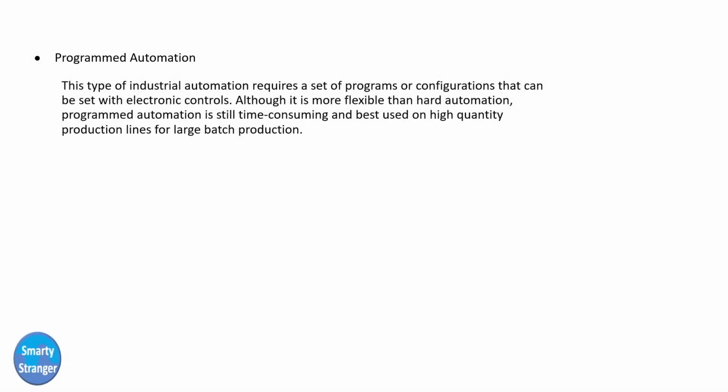Programmed automation. This type of industrial automation requires a set of programs or configurations that can be set with electronic controls. Although it is more flexible than hard automation, programmed automation is still time-consuming and best used on high-quantity production lines for large batch production.